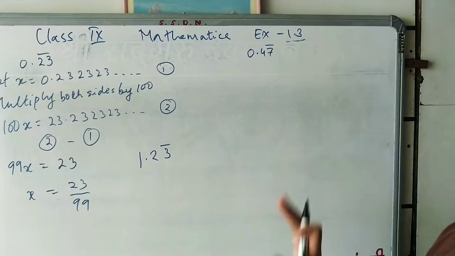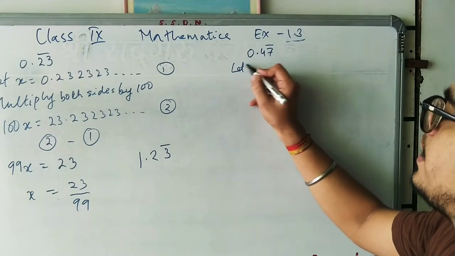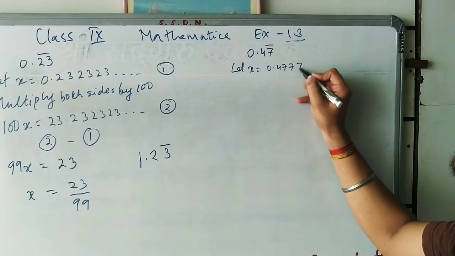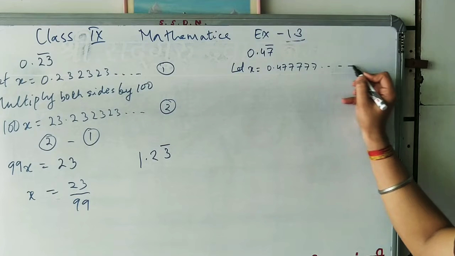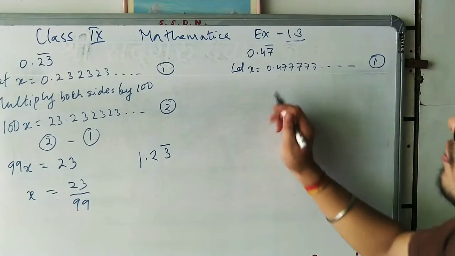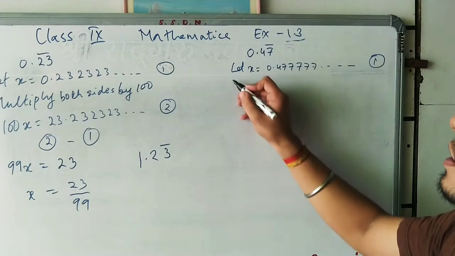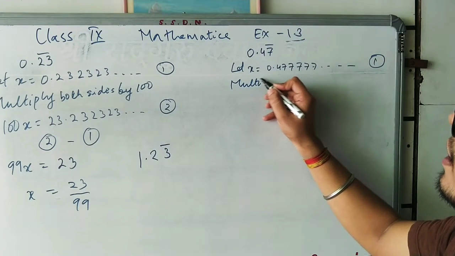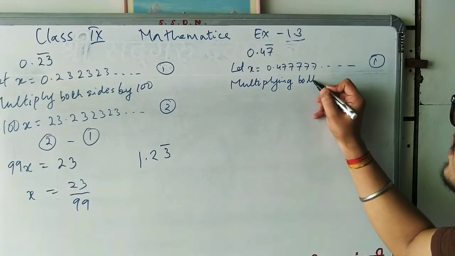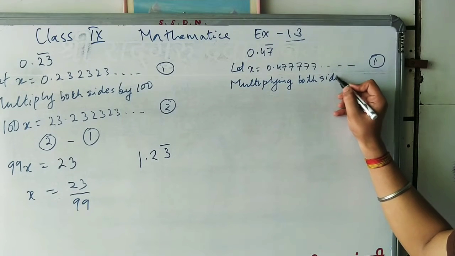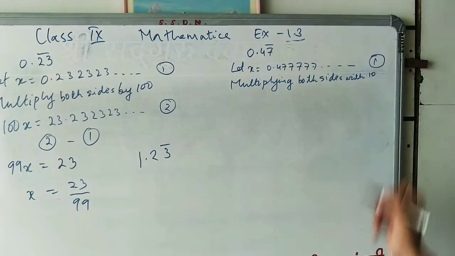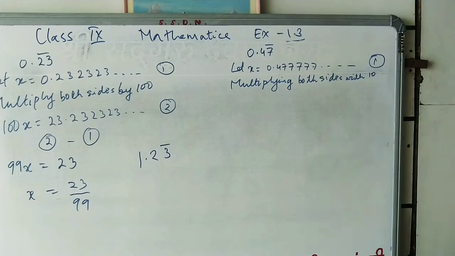Now the process would be similar. Let x equal 0.477777 and so on. This would be our equation number 1. Since one digit is repeating, we multiply both sides with 10.